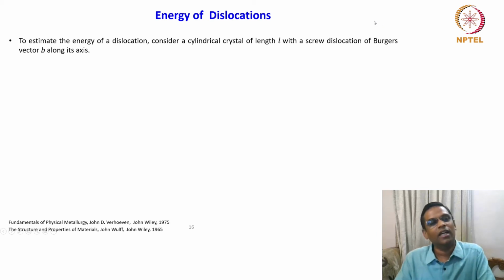Okay. So now we are going to look at the estimation of the energy of a dislocation. So what do we do? To estimate the energy of a dislocation, we can consider a cylindrical crystal of length L with a screw dislocation of Burgers vector b along its axis.